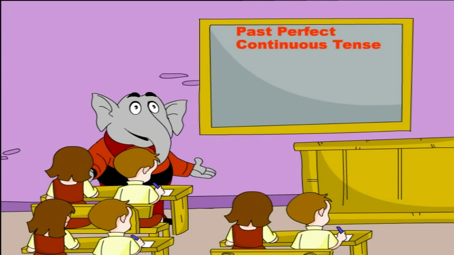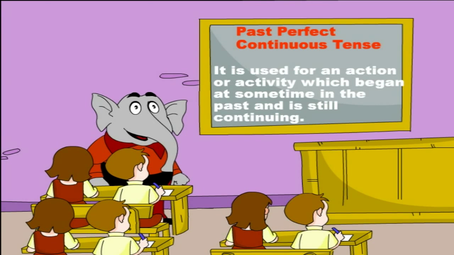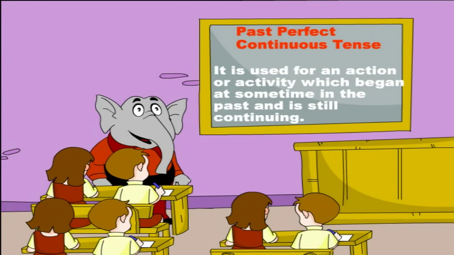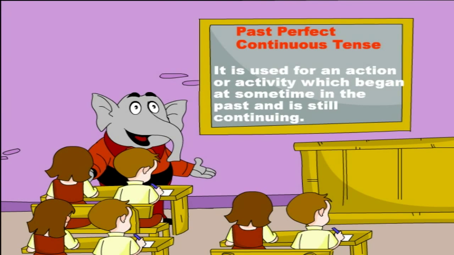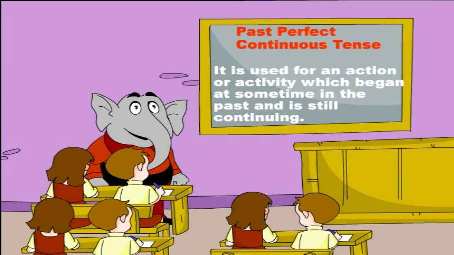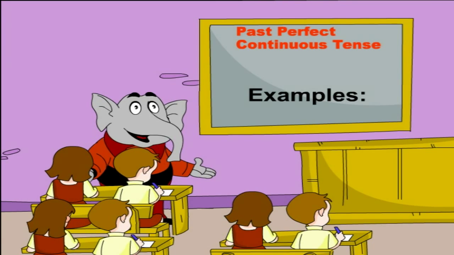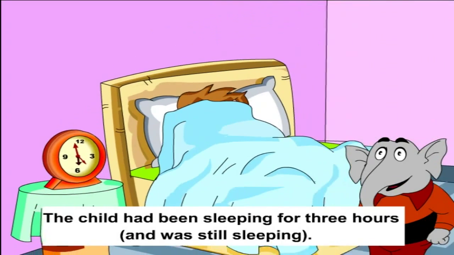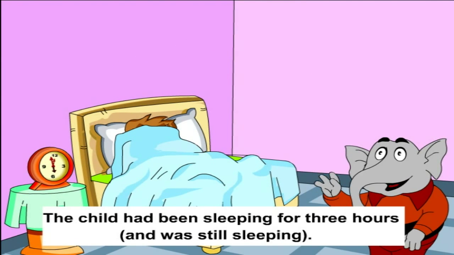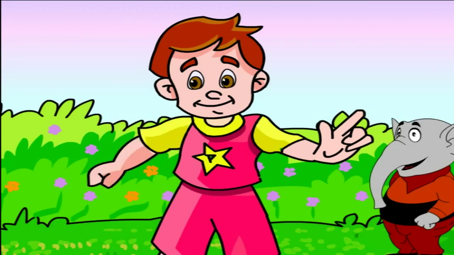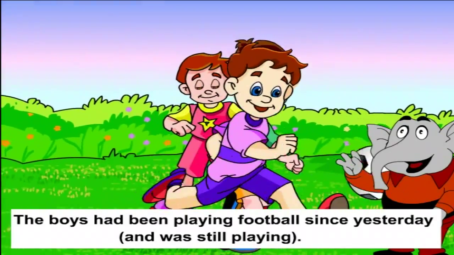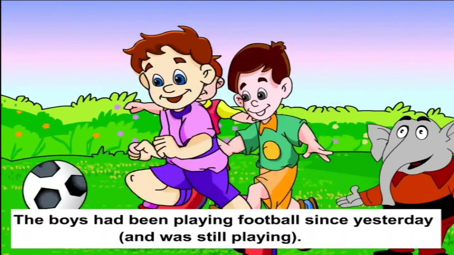Past perfect continuous tense. It is used for an action or activity which began at some time in the past and is still continuing. Examples: The child had been sleeping for 3 hours and was still sleeping. The boys had been playing football since yesterday and were still playing.